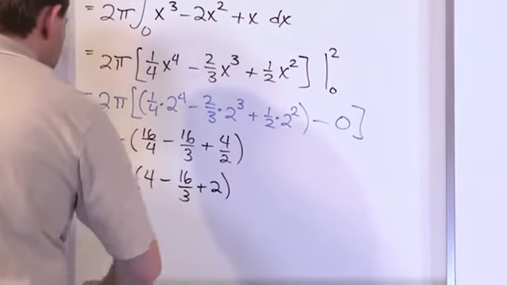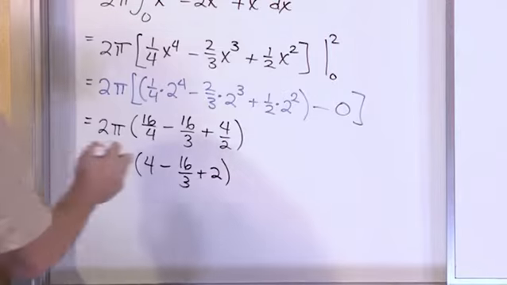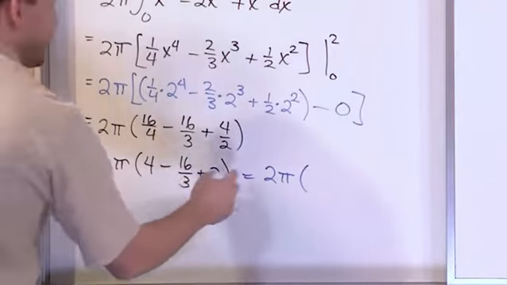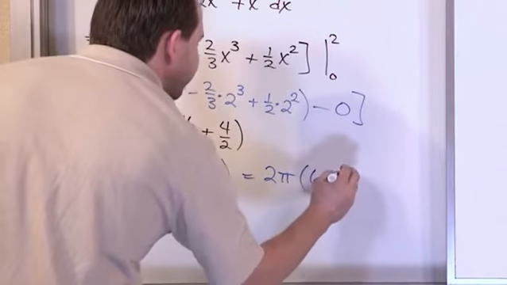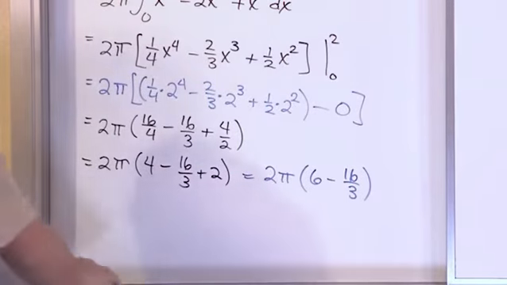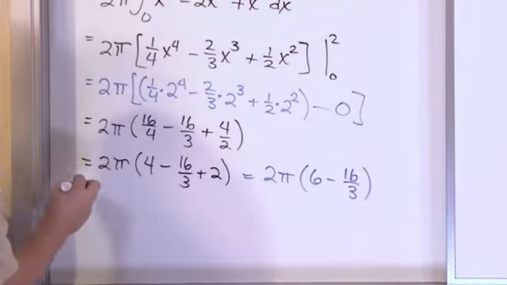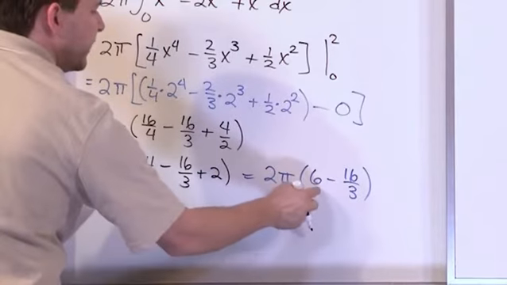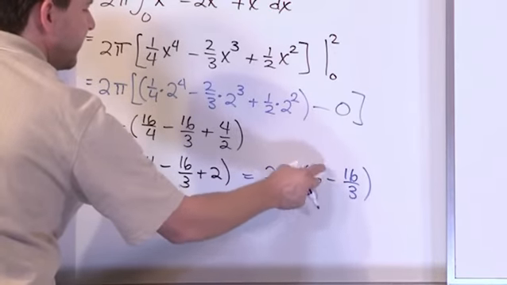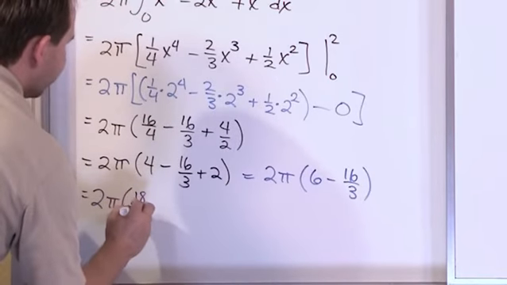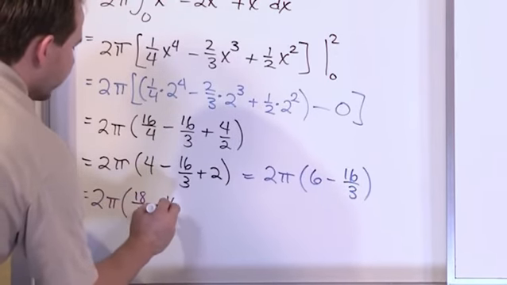Okay? So, all we have then is 2 pi, 4 plus 2 is 6, minus 16 over 3. So we want to go ahead and simplify this. The easiest way to do that would be 2 pi, and then on the inside, we need to get a common denominator of a 3. So we'll multiply top and bottom by 3 over 3. 6 times 3 is 18. 1 times 3 is 3. So what we'll get is this, 16 over 3.